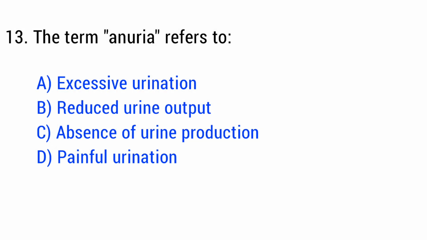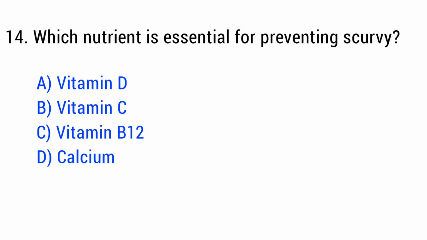Question number 13. The term anuria refers to. The right answer is option C, absence of urine production. Question number 14. Which nutrient is essential for preventing scurvy? The right answer is option B, vitamin C.